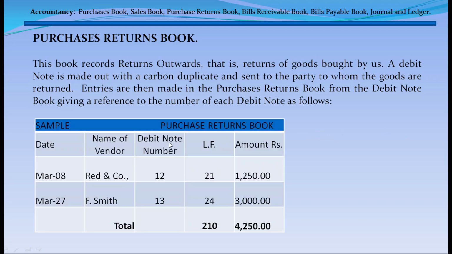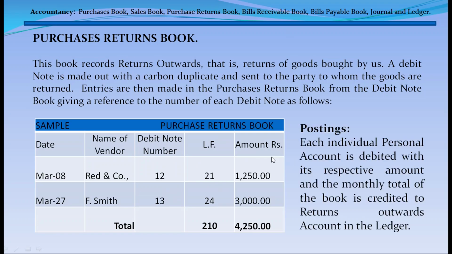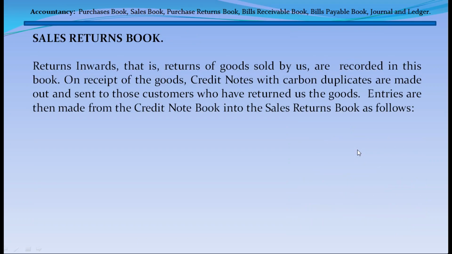Sample purchase returns book contains date column, name of vendor column, debit note number column, ledger folio column, amount column. Each individual personal account is debited with its respective amount and the monthly total of the book is credited to return outwards account in ledger.